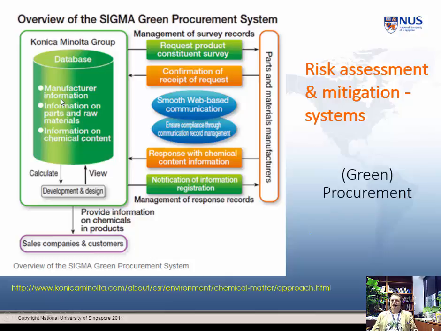So what sorts of things do you do if you're thinking of a new process or assessing an existing process, new material? First of all, you can request a product constituent survey. So it's the parts and materials, the manufacturers. If it's a material from a new supplier, then you're requesting the same information from them and comparing it to your requirement.